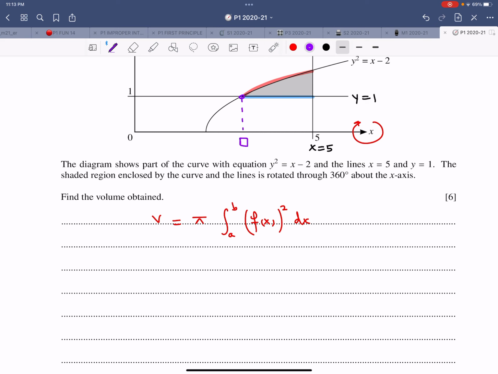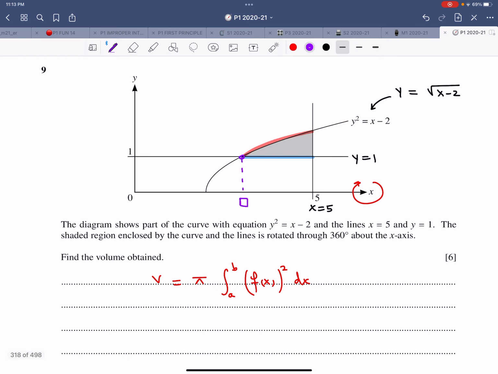How can I find this value? Solve these two equations simultaneously. y equals 1, 1 squared is x minus 2. Therefore, x comes out to be 3. So this value is 3.